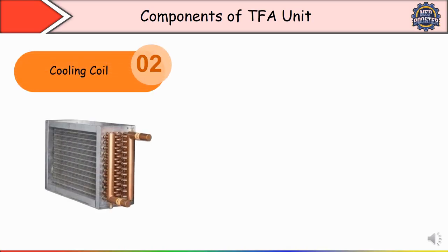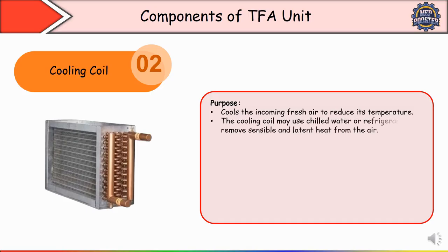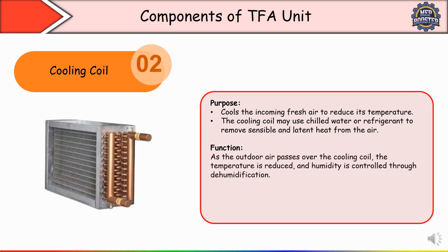The next component is the cooling coil. So what is the main purpose? See, the cooling coil generally cools the incoming fresh air, reducing its temperature to a desired set point. It is typically connected to a chilled water supply or uses a refrigerant. Their function is given as the outdoor air passes over the cooling coil, the temperature is reduced and the humidity is controlled through dehumidification.